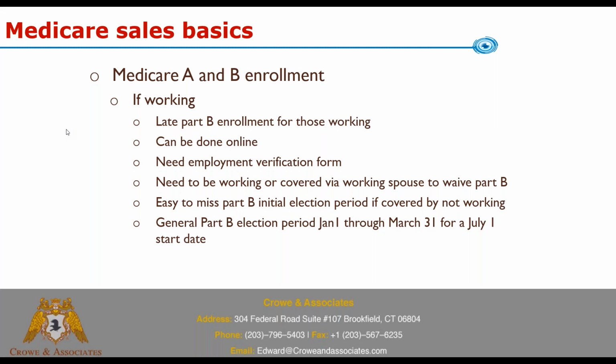So when I try to enroll in Part B online, I've got that employment verification form to prove that I've been working and getting coverage either through my spouse or myself, and I have a special election then to enroll in Part B.